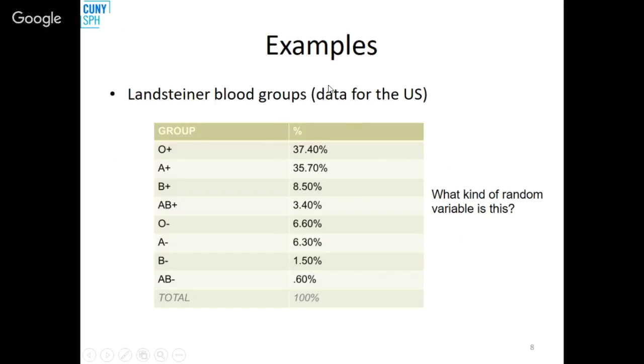So the blood groups, this is an example of a categorical random variable where in, oh, sorry, I gave the answer away, but in the population, these are the percentages or the prevalences of each of the blood groups. So in advance, you can know that someone is most likely to be an O positive, but in any group of people or for any individual, you don't know what that is until you observe it, which is what makes it a random variable.